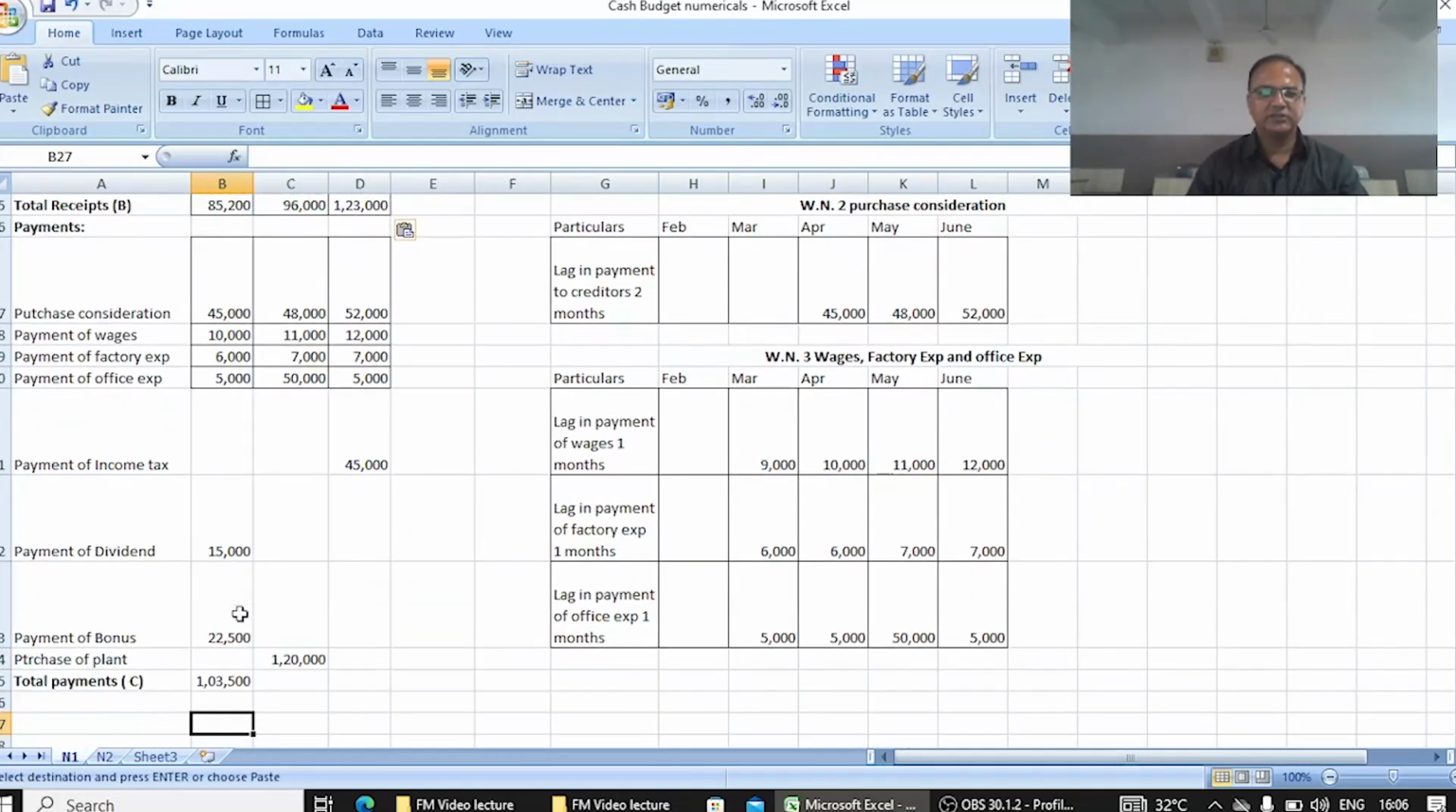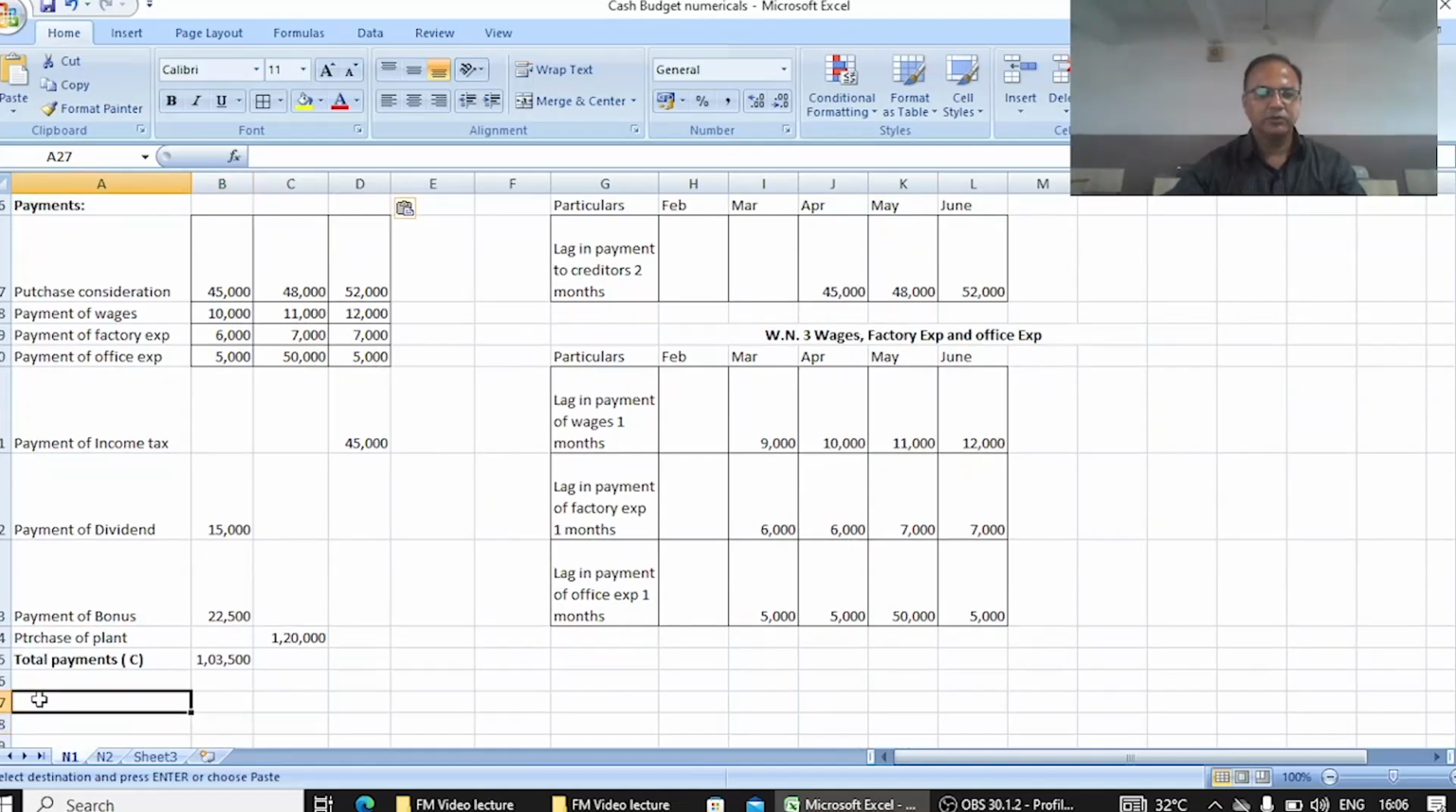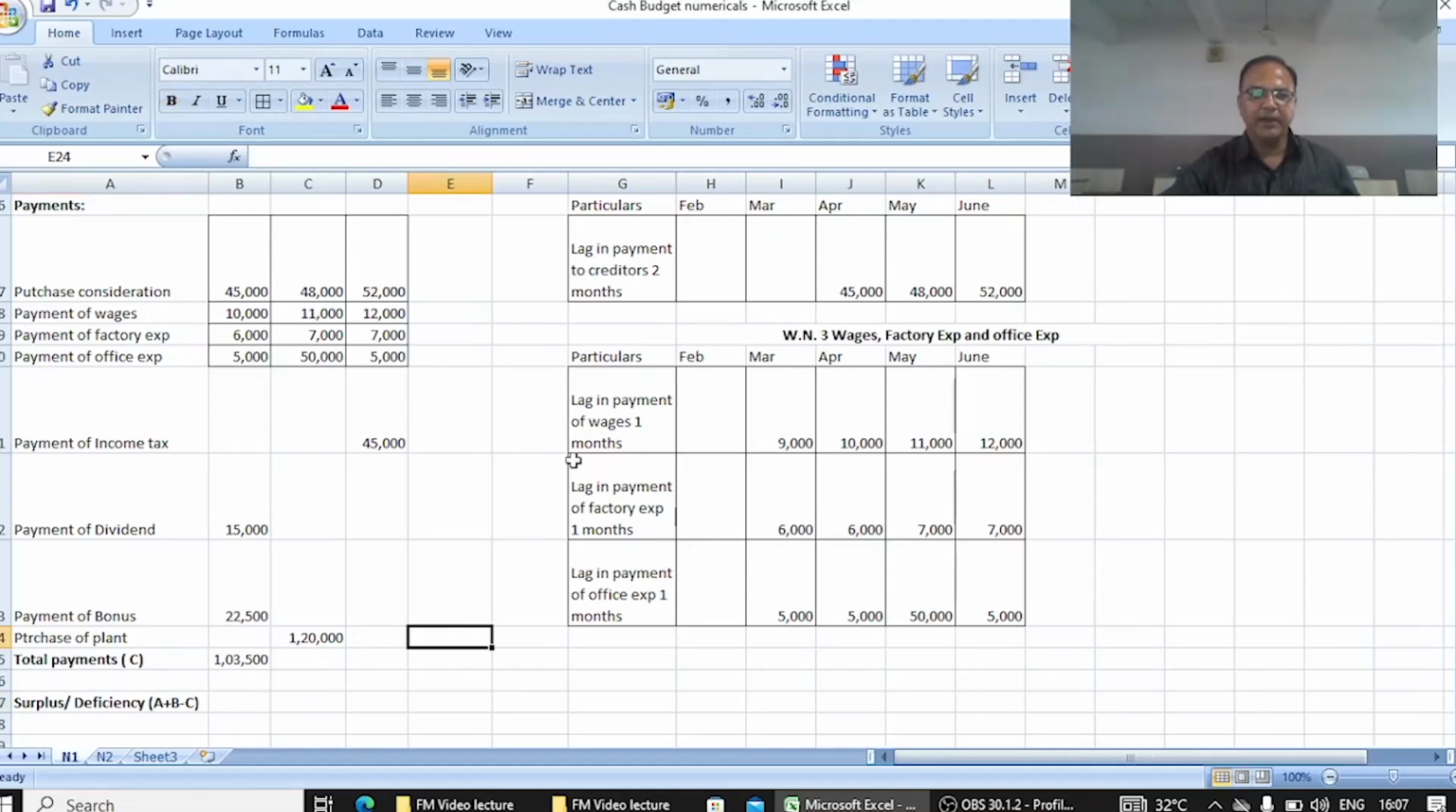Now, at last, write down surplus or deficiency. Deficiency. A plus B minus C.